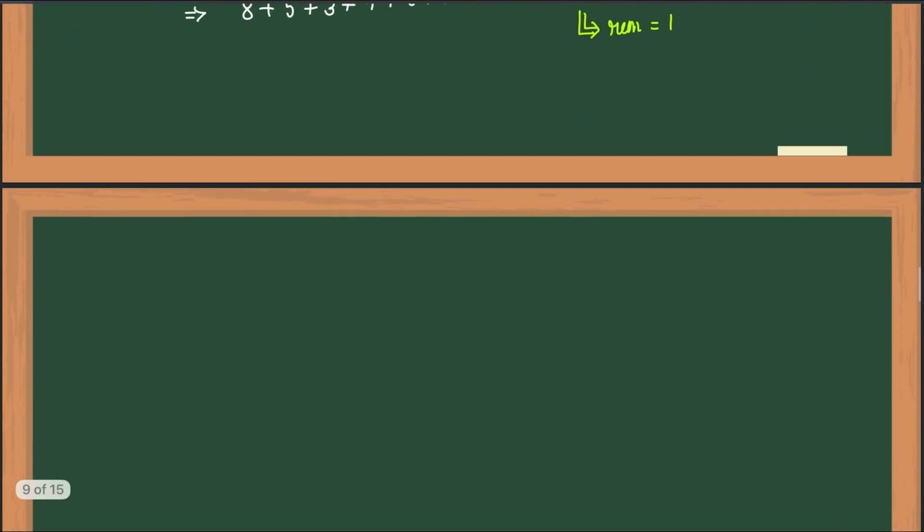Now, what will be the concept for 9? You can now recall it in an easier manner. For the concept of 9, the sum of digits must be divisible by 9. The simple concept for 9 is this only.